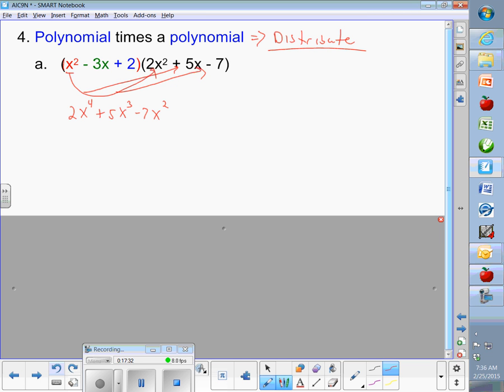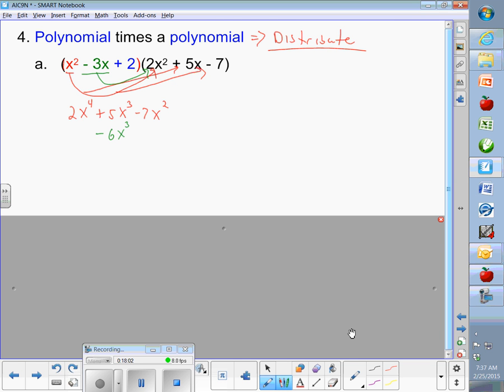Okay, we just made the first distributions. We're done with that front term. Let's go to the middle term. Again, be careful. This is a negative 3x. What's a negative 3x times a positive 2x squared? It's a negative 6, and the x is cubed, right? I'm going to put it in the cubed column. Negative 6x cubed. Don't I have an x cubed column? I do. That's where I'm going to put it.